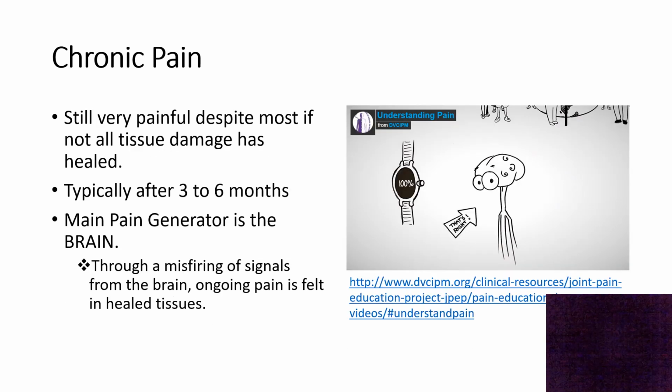The problem with chronic pain is that it persists. Even after the tissue damage has healed up, you have persistent pain. Typically it starts after 3 to 6 months. And the problem is the main pain generator at that time is the brain as opposed to the tissue. Misfiring of signals from the brain can cause pain that's felt in the tissues. So your brain can send signals that make you feel pain in your knee or in your back.